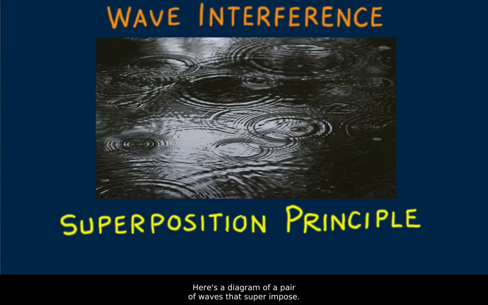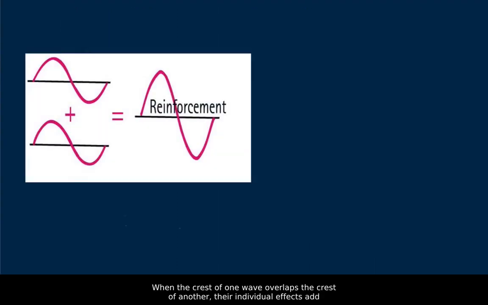Here's a diagram of a pair of waves that superimpose. When the crest of one wave overlaps the crest of another, their individual effects add to produce a wave of increased amplitude. These waves are in step. We say they're in phase. For identical waves, the resulting amplitude is twice as great. We call this constructive interference.